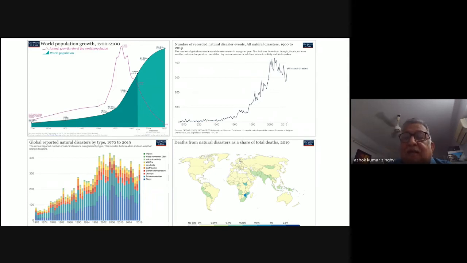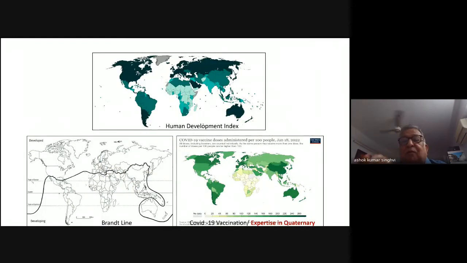Then if you look at the number of deaths in hazards, you'll find that most of the deaths have occurred in the southern hemisphere because of natural hazards. That means these are the areas which are not well prepared to cope with hazards. If you look at the Human Development Index, again you find that the global south has a significant deficiency compared to the global north, which is well developed. The famous Brandt line, which plots the GDP per person, again puts the south into the same category.